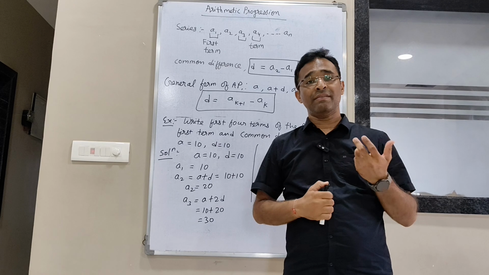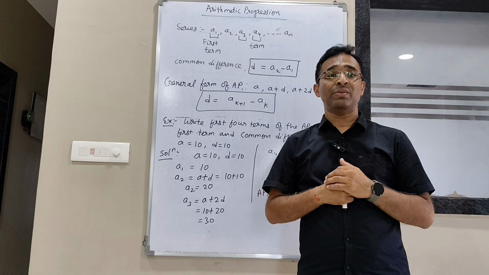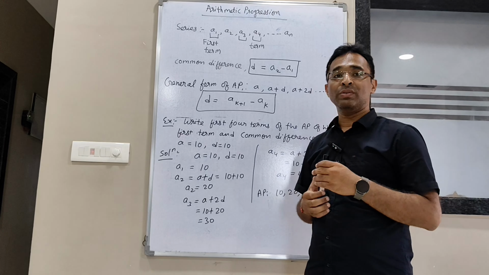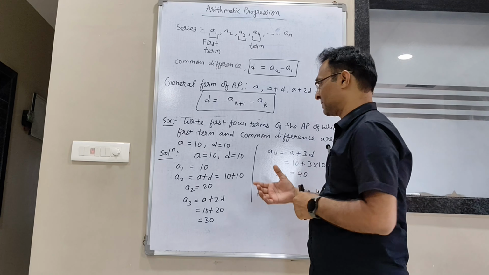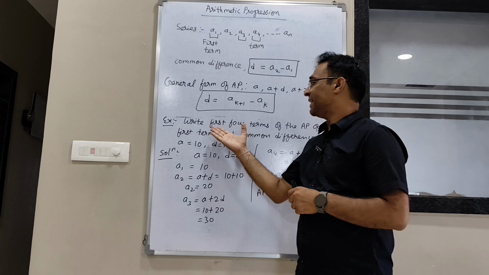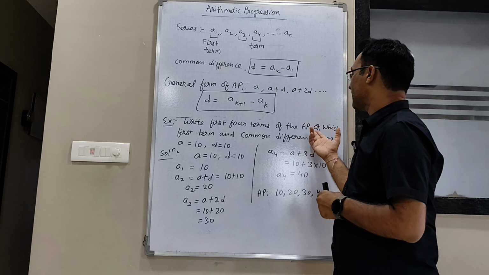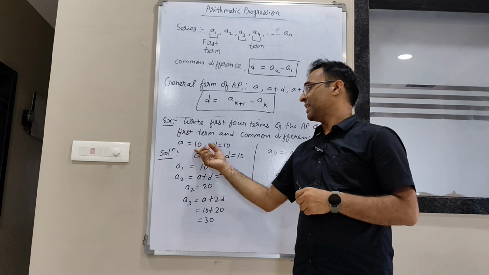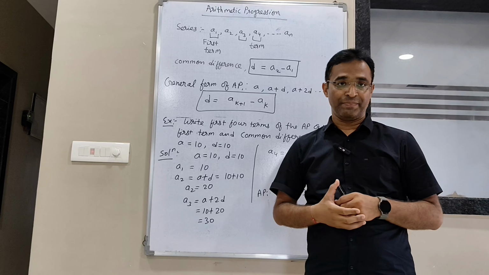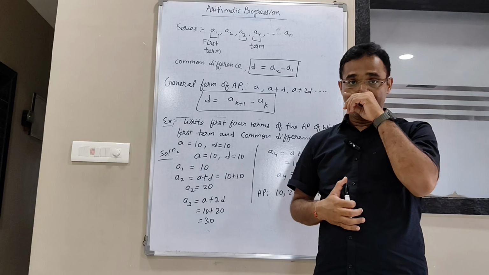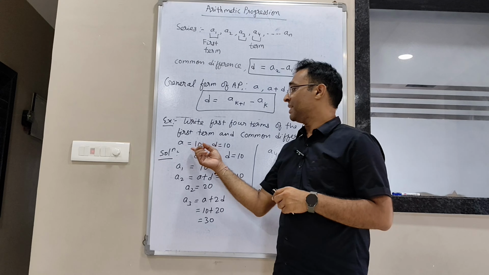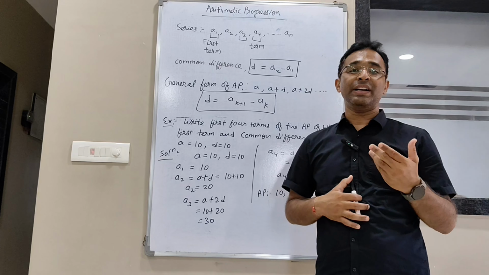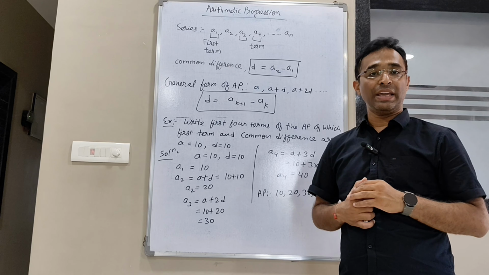Now what we have understood, let's try to dig deeper while solving a problem and know how the problems are being solved. So I have taken one problem. Write the first 4 terms of an AP, of which the first term and the common difference are a equals 10 and d equals 10. So here in the problem, we have been given the first term and the common difference. So we need to write down the four terms of the AP.